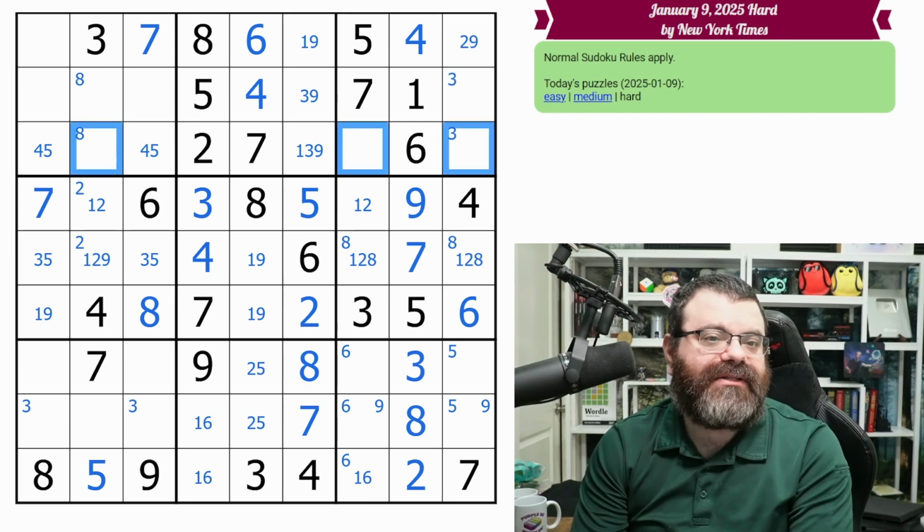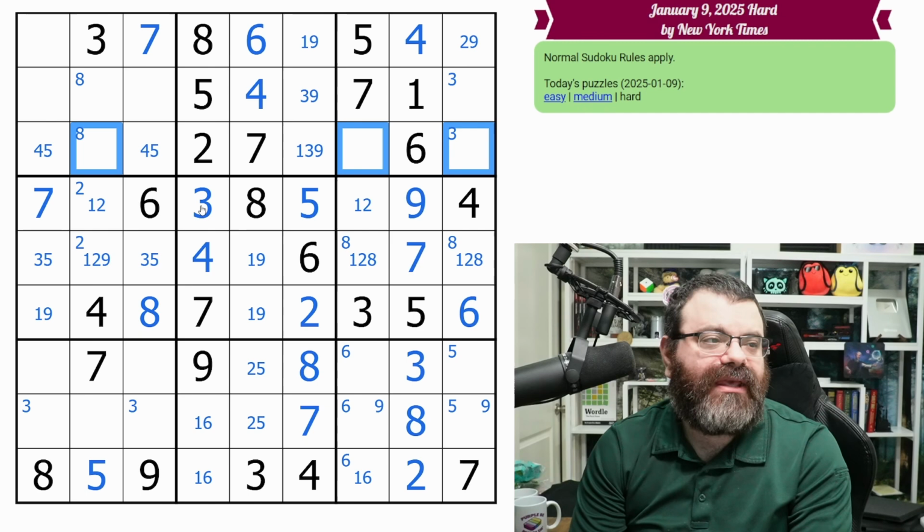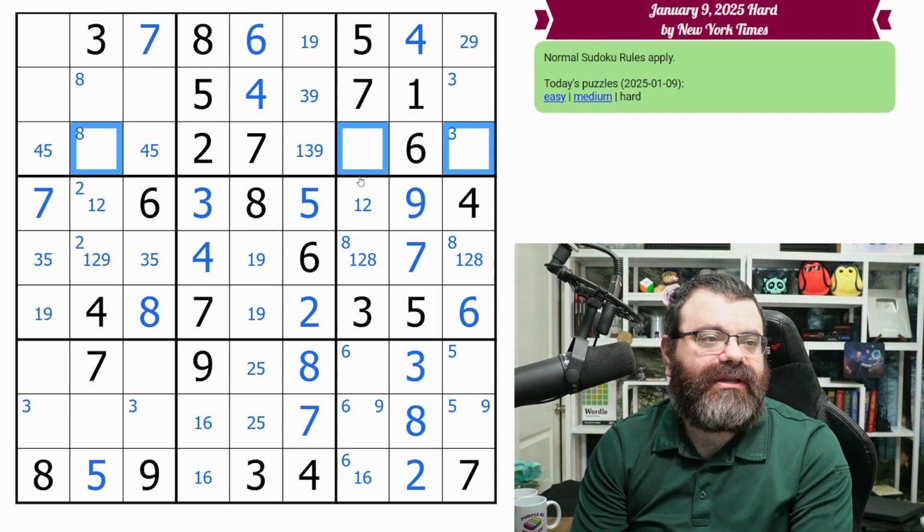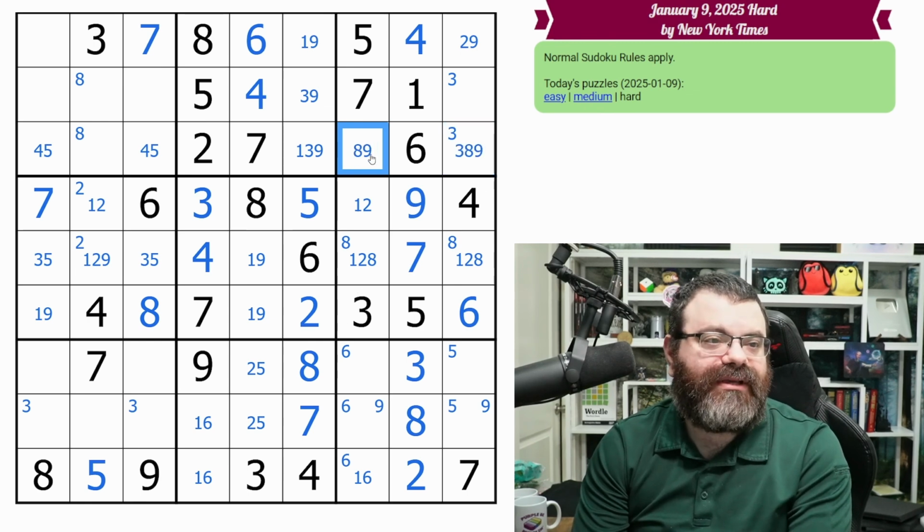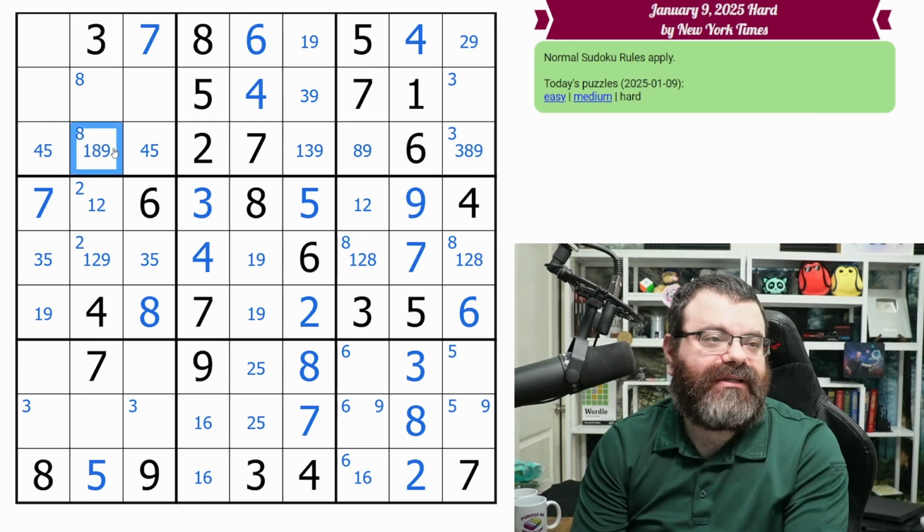I got the 4, 5 pair, so let's think about this row because that might be interesting. We need 1, 3, 8, 9. Well, neither of these are 1, and this one can't be 3. Always look after you mark to see if you got anything cool. This can't be 3, so this is 1, 8, 9.